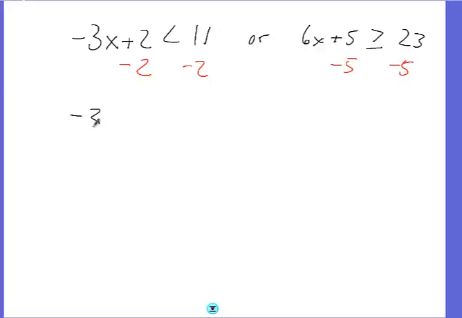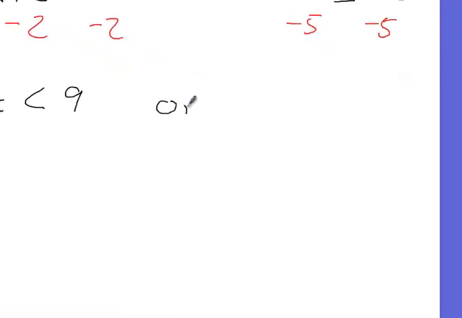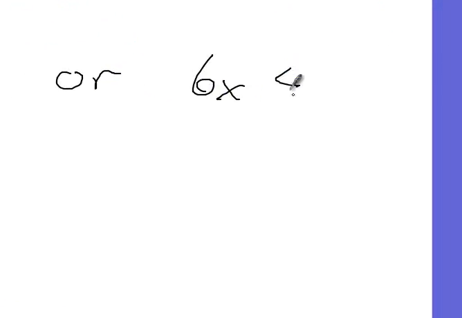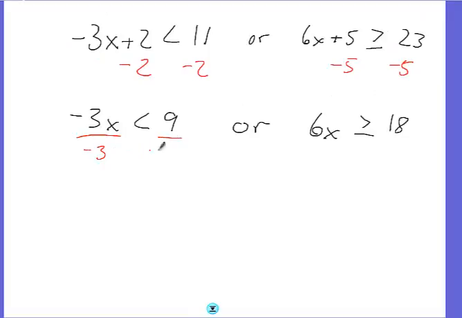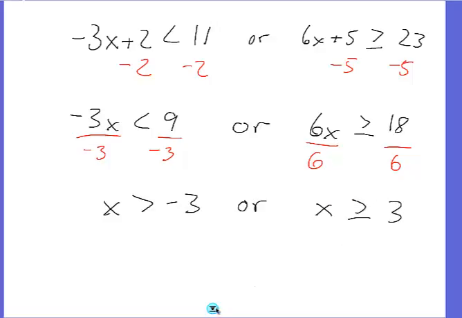So then you're going to get -3x is less than 9, or 6x is greater than or equal to 18. Divide this one by -3. Divide this one by 6. And you get x is greater than -3, or x is greater than or equal to +3.